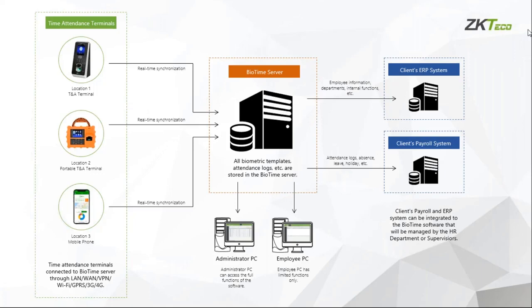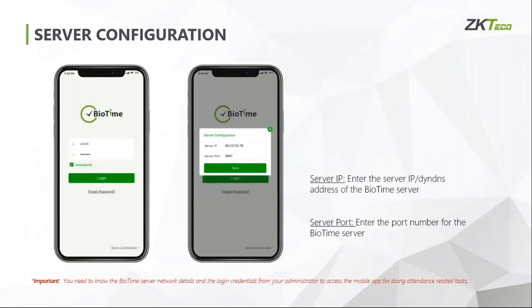And the server configuration. Once you download the mobile application from the Play Store or App Store, the first thing you need to do is the server configuration, because it's a standalone, like a private cloud which is connected to the BioTime database. For the connectivity, on the right bottom you can see the server configuration, which will ask you the IP and port number. Once you put that in, it will be connected in real time to the system.